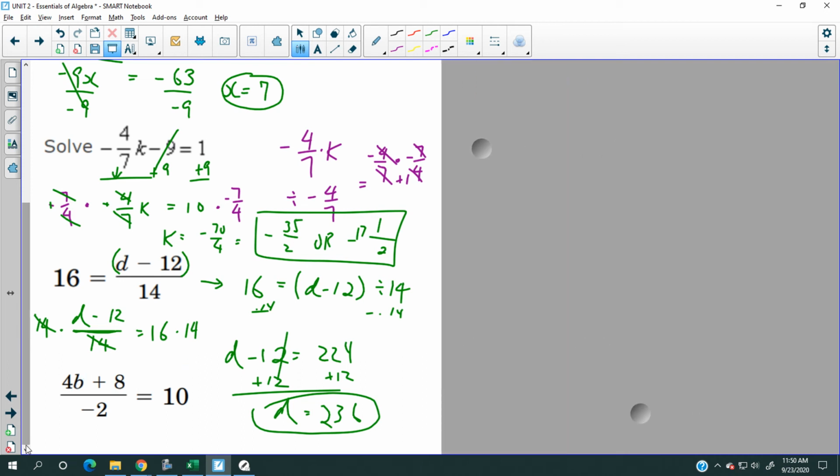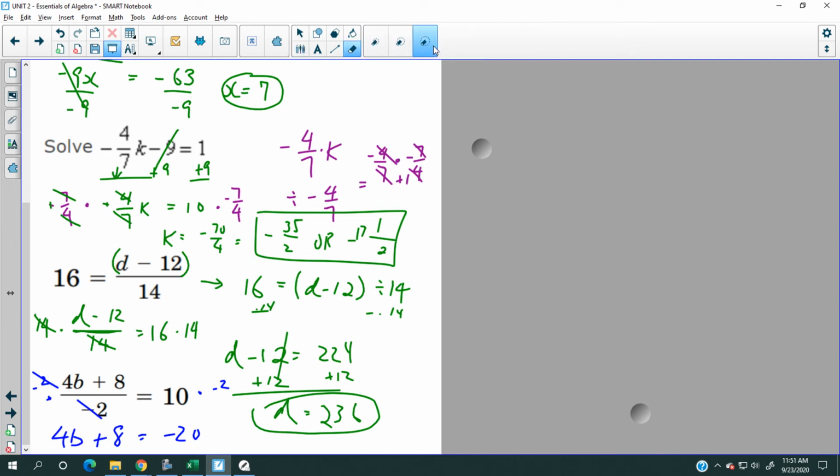All right, so let's try this one then. Same idea. Let me switch to a different color so there's no confusion. Same thing. Multiply this by -2. Cancels out, right? So I got 4b plus 8 equals negative 20. All right, we keep solving.